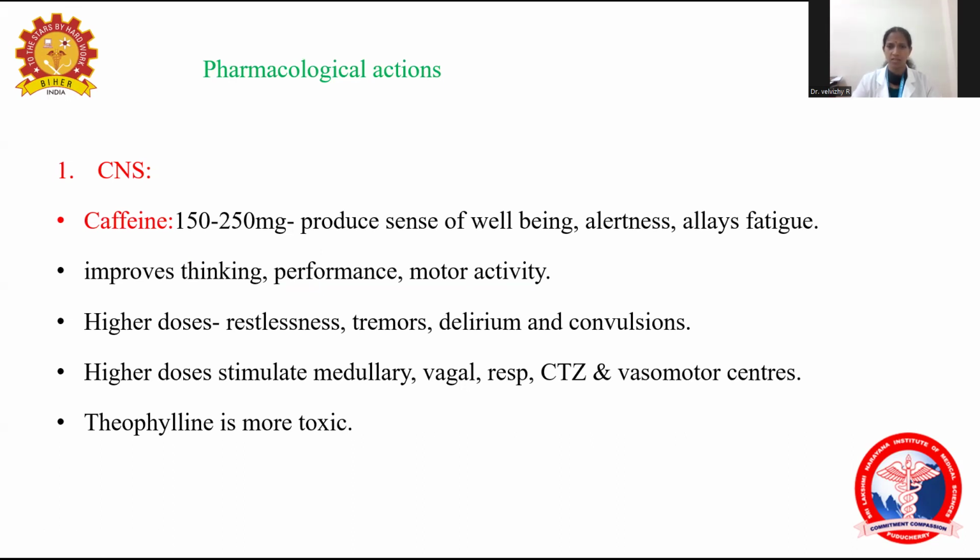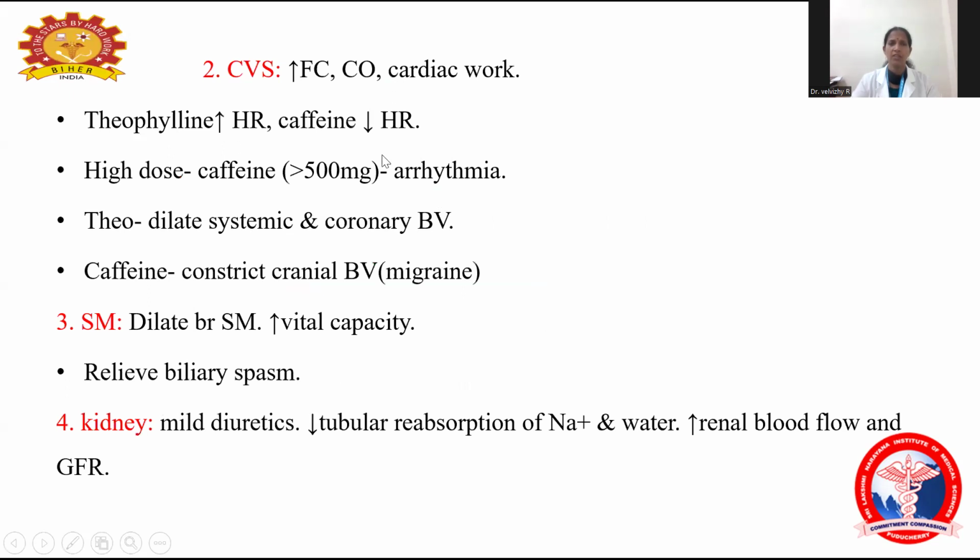High doses cause restlessness, tremor, delirium, and convulsion. Theophylline is the more toxic component. In the heart, it increases force of contraction, cardiac output, and cardiac work. Theophylline increases the heart rate, whereas caffeine decreases the heart rate. High doses of caffeine have the ability to cause arrhythmia also. Caffeine constricts cranial blood vessels, so we can use it in case of migraine. In smooth muscle, it dilates the smooth muscle and relieves biliary spasm also.